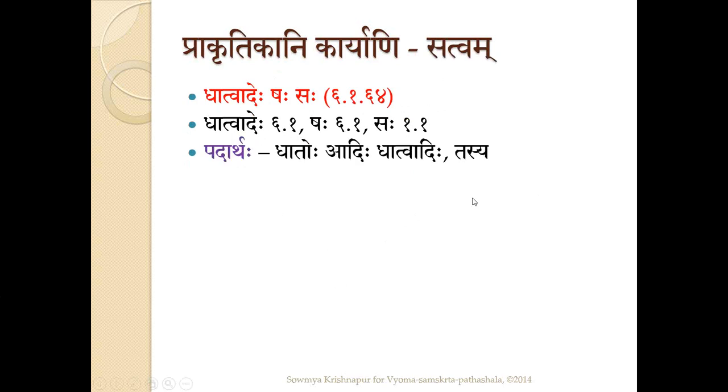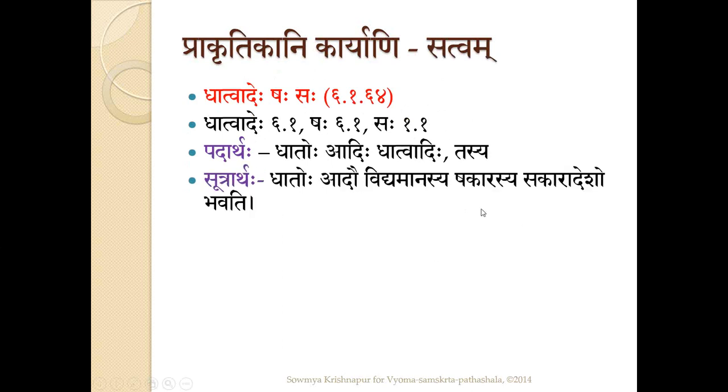कः पदार्थः अनुवृत्तिः नास्ति, देर् इस् नो अनुवृत्ति, अधिकारः अपि नास्ति. धात्वादेः, धातोः आदिः धात्वादिः, तस्य धात्वादेः षकारस्य सकारः सः. वेरि क्लियर्. धातोः आदौ विद्यमानस्य षकारस्य सकारादेशो भवति. सो द षकार विच् इस् प्रेसेण्ट् एट् द बिगिनिङ्ग् आफ् अ धातु इस् कन्वर्टेड् टु सकार. No nimitta. It does not expect anything. It just says if there is shakara, you convert it into sakara.